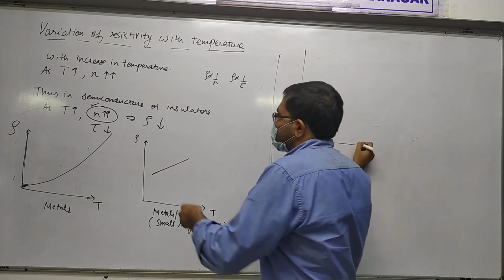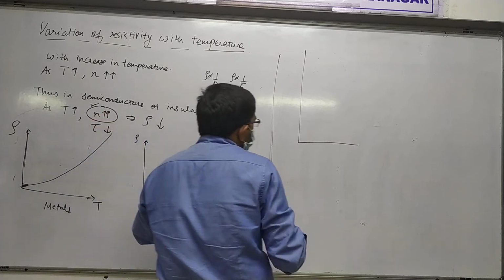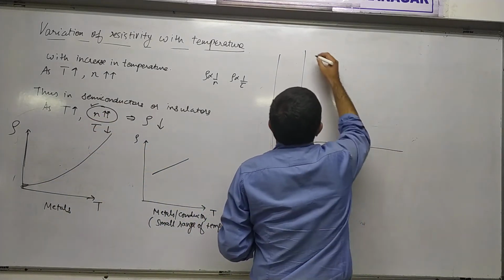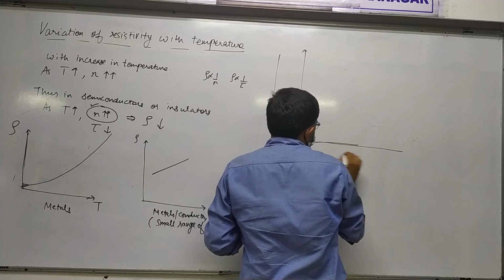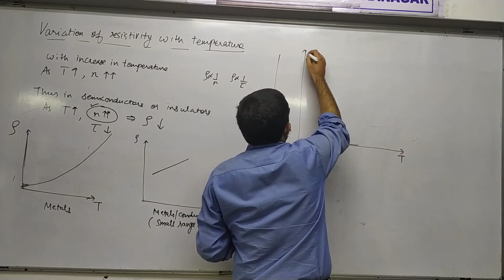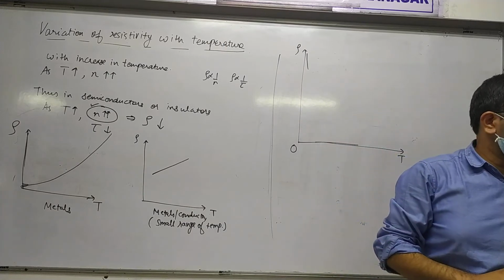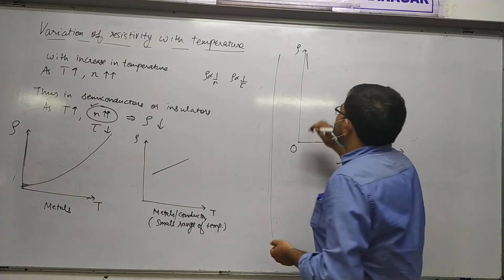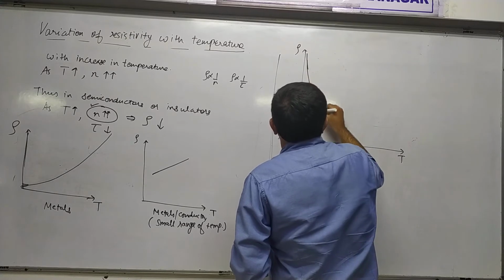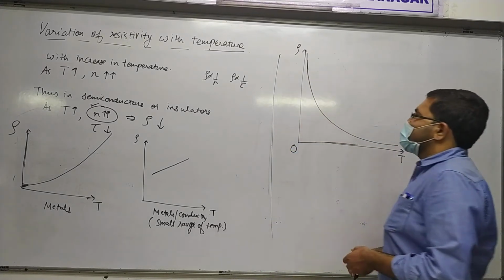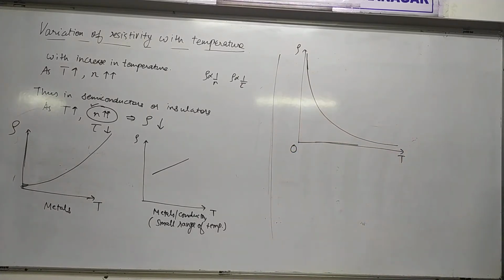And like I said, this change of n is actually exponential. So at low temperature, like nearly 0 Kelvin, the resistivity is actually very high. And then as the temperature increases, there is a straight exponential decrease. Did you understand? There would be an exponential decrease here, like this.